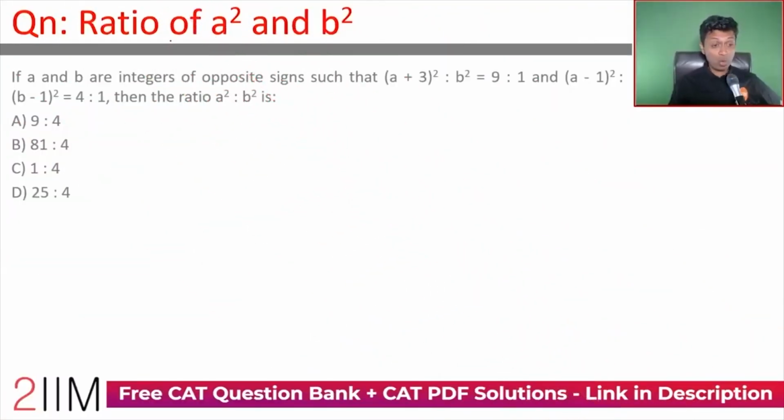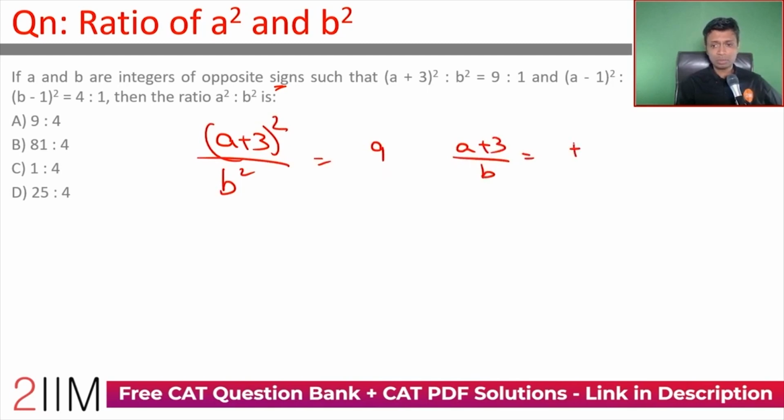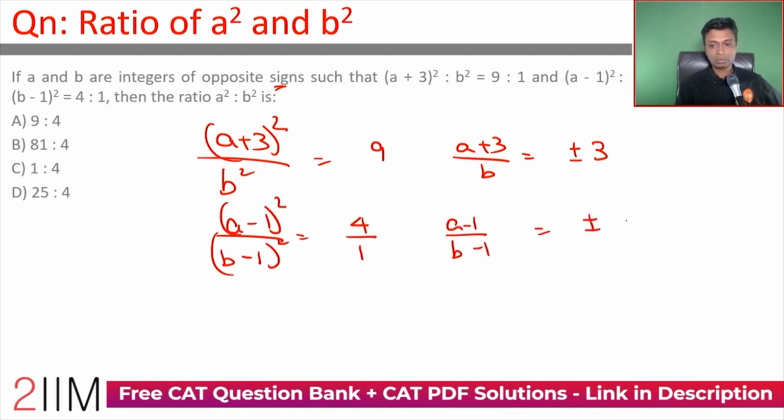Ratio of a square and b square. It's a wonderful, wonderful question. a and b are integers of opposite signs, such that a plus 3 whole square is to b square is 9:1. a plus 3 whole square by b square is 9, or a plus 3 by b is plus or minus 3. Likewise, a minus 1 by b minus 1 whole square is 4, or a minus 1 by b minus 1 is plus or minus 2. Okay. Or a plus 3 is 3b or minus 3b.